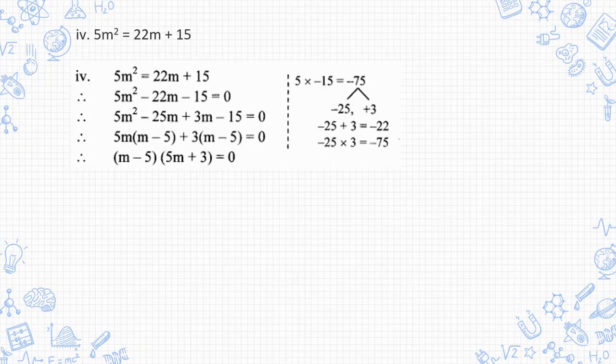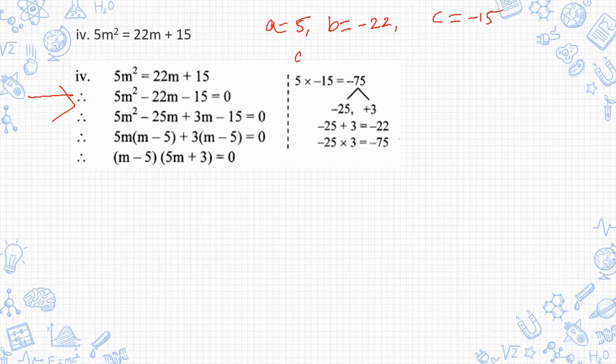Now first we'll just have to rearrange this. We'll take plus 22m and plus 15 on the other side. So we will have 5m square minus 22m minus 15 equal to 0. Now if you compare it with the general form, a will be 5, that is the coefficient of m square. b, that is the coefficient of m, will be minus 22. And c, that is the last constant term, is minus 15.